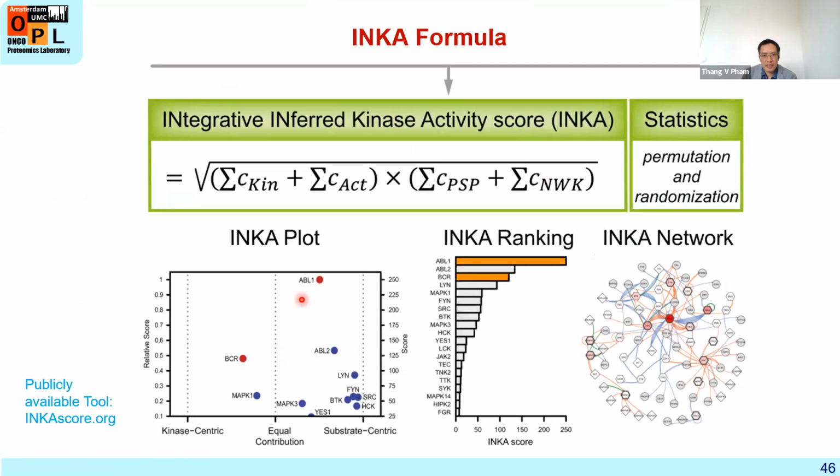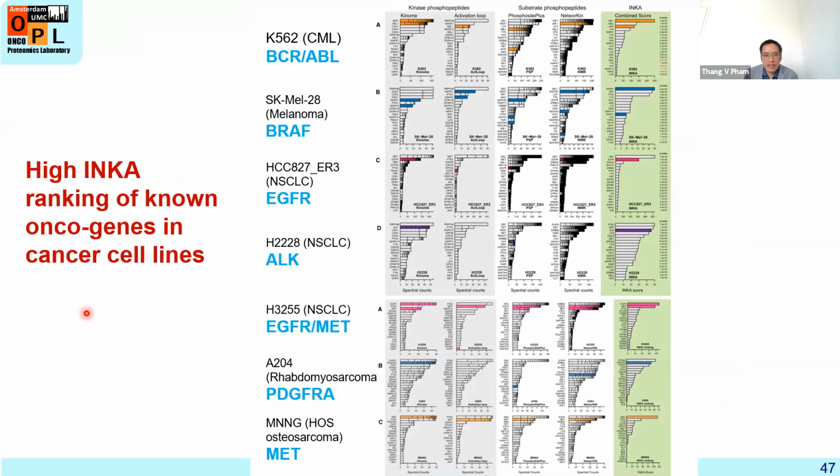work with. So we devised this formula, which is basically the geometric average of the two sides, the kinase side and the phosphosite side, and then we do a lot of permutation analysis to validate our results. This tool is available on a website called inkascore.org, which people having phosphoproteomic data can use. We've validated this method in many different cell lines and preclinical models, and listed here are some of the cell lines having a known driver mutation.